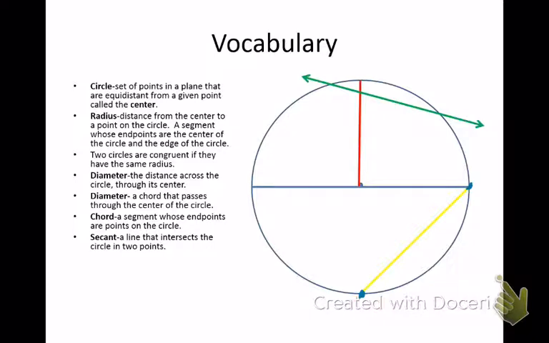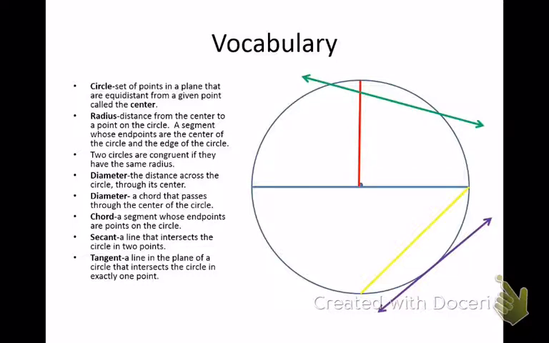And the last definition here for you is a secant. A secant is basically a line that intersects the circle in 2 points. I said this is the last definition. It's not. There's one more. But a secant is a line that passes through the circle at 2 points. So everywhere you see a secant, there is a chord. And everywhere you see a chord, you could draw a secant because segments are just parts of a line.